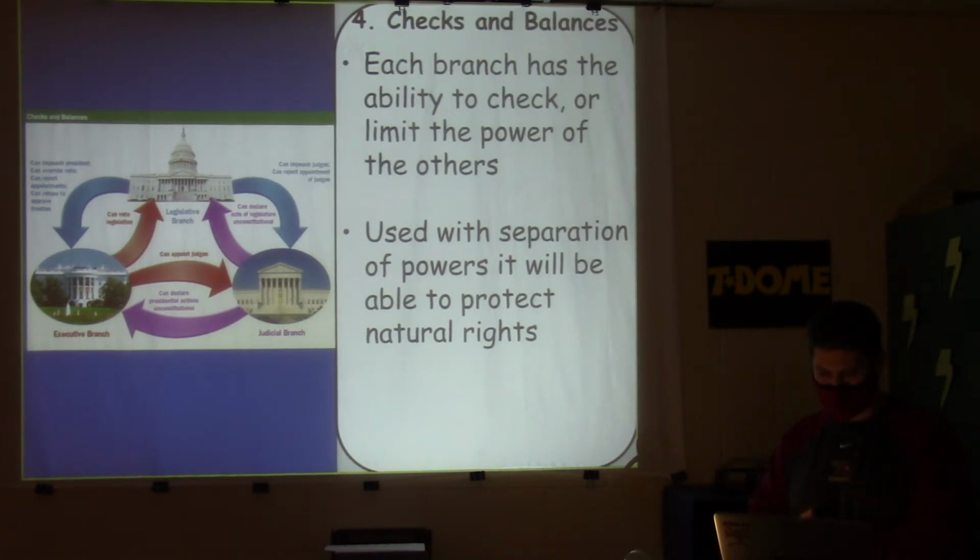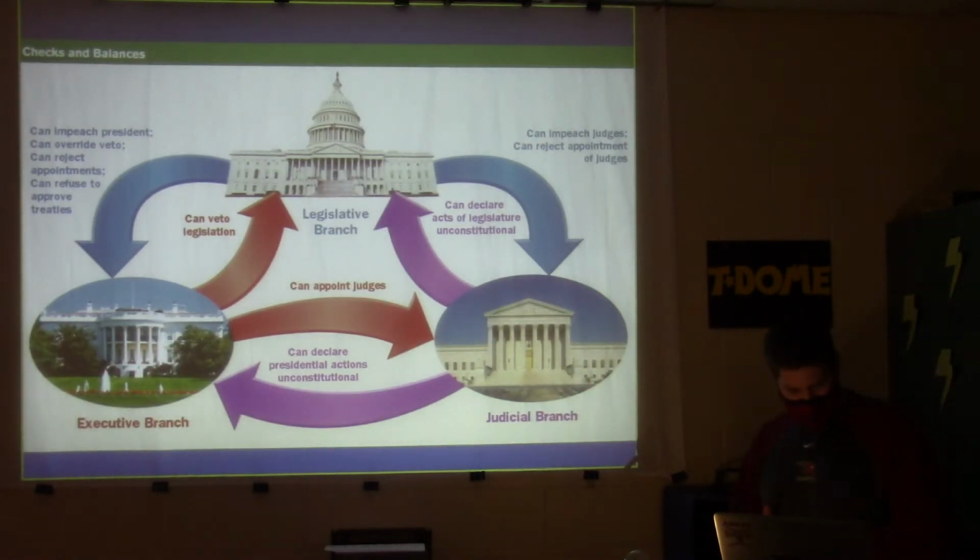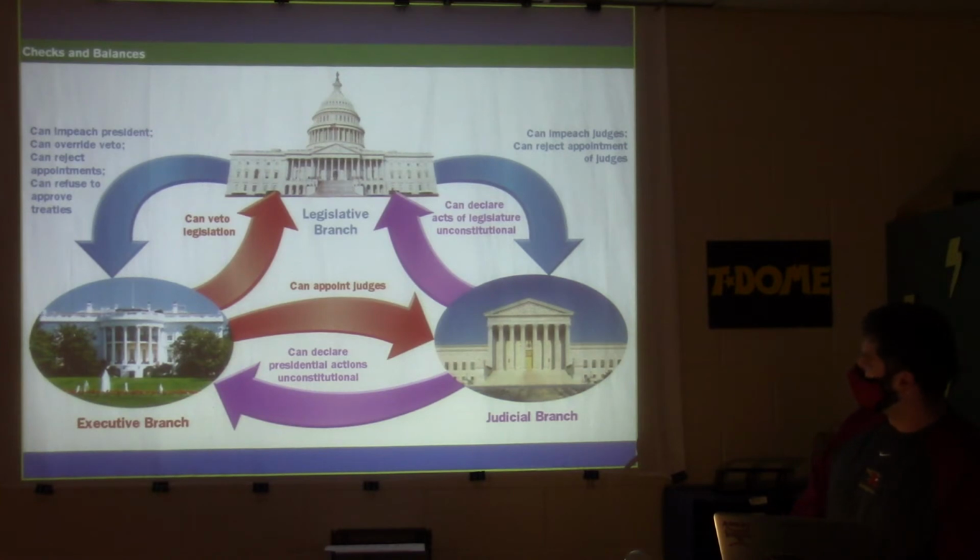So that's what we're talking about with checks and balances. And then we have number 5. Well, there's the checks and balances all close up. Look at it. There we go. So you can see what each holds over the others.